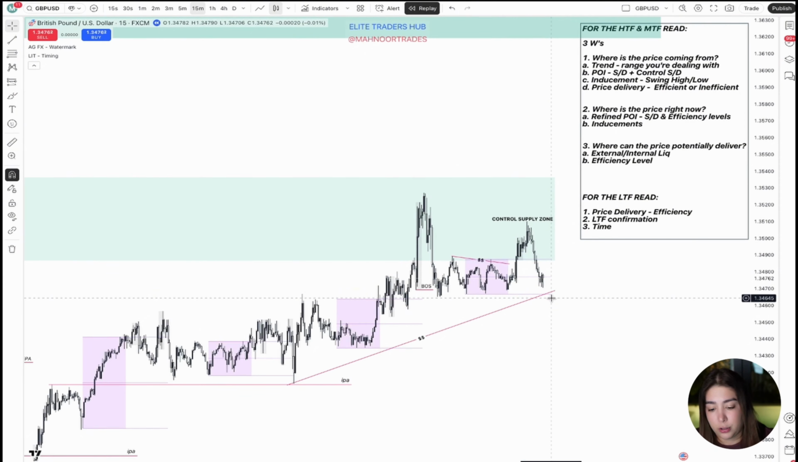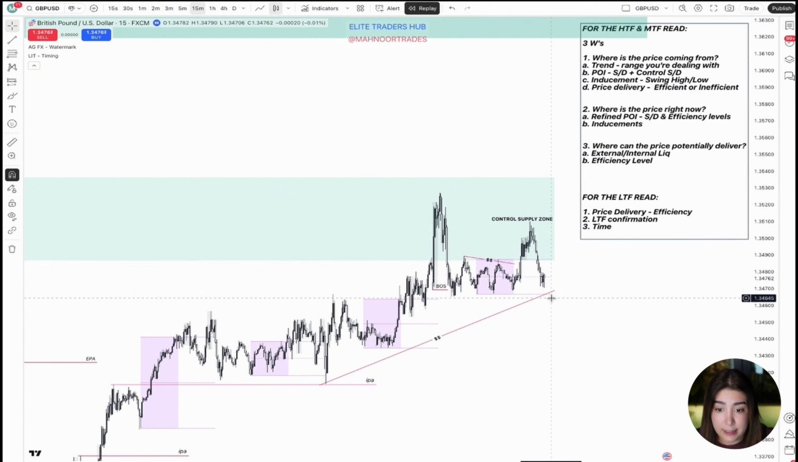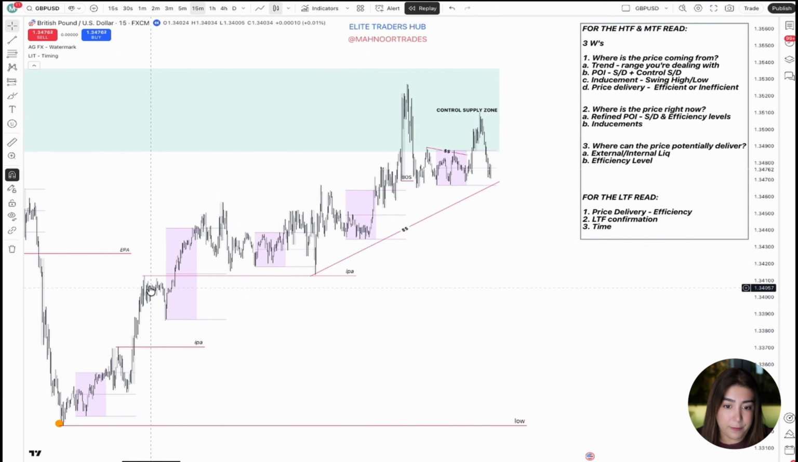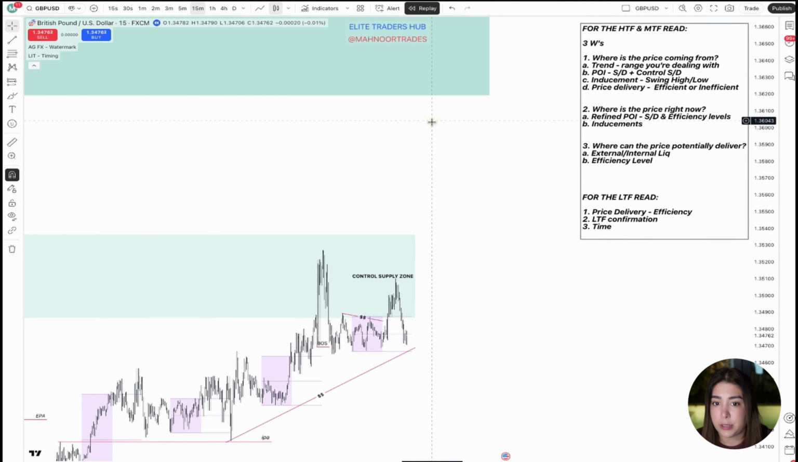That's the second part. Thirdly, when we looked at the price delivery on the higher time frame, we identified that price is not delivering good. Price is creating inefficiencies, it's creating trendline liquidity, which means that price does not have enough fuel in the market to push higher into the extreme part.